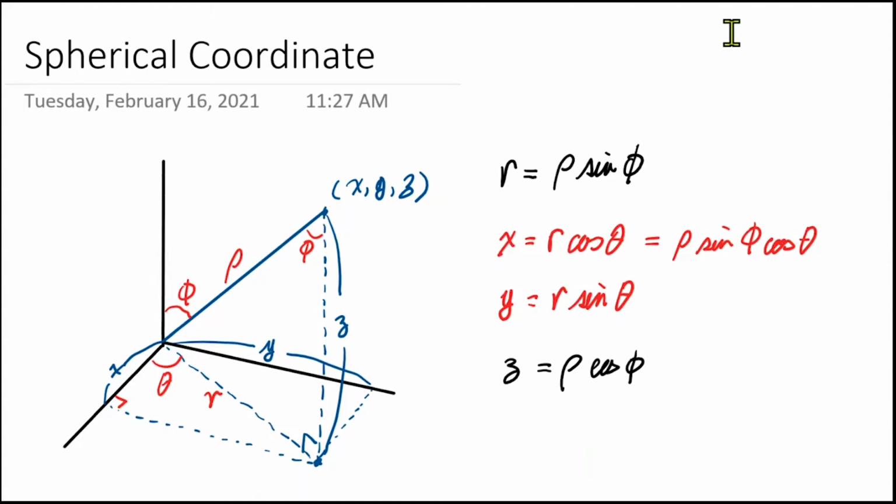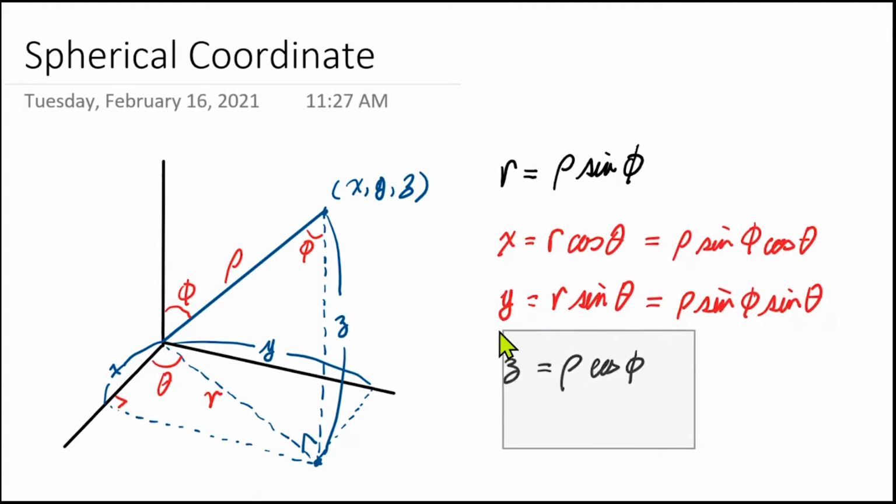Okay. Well, what about this? Well, once again, r is rho sine phi, and then we have sine theta now. Good. And this thing stays the same. So your z is still rho cosine phi. Bang. So this is the conversion.